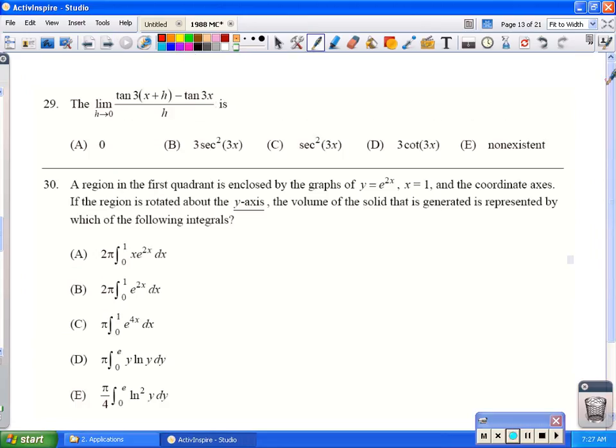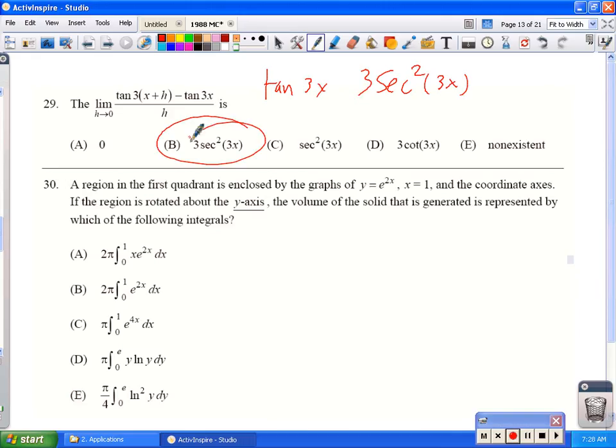29, that is the definition of the derivative. So what they're really asking you to find out here is what is the derivative of tangent of 3x. It's just a sneaky way of saying find the derivative of tangent 3x. Chain rule, the derivative of tangent is secant squared of the angle times the derivative of the angle. So number 29, we get letter B.